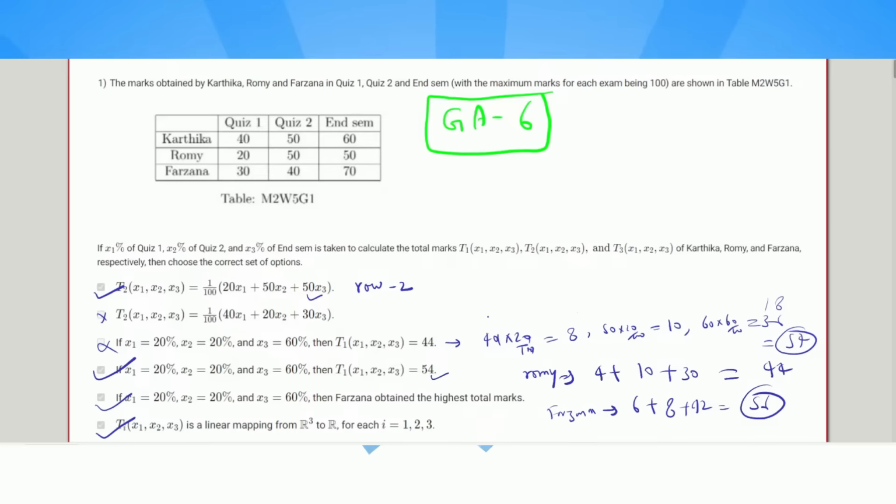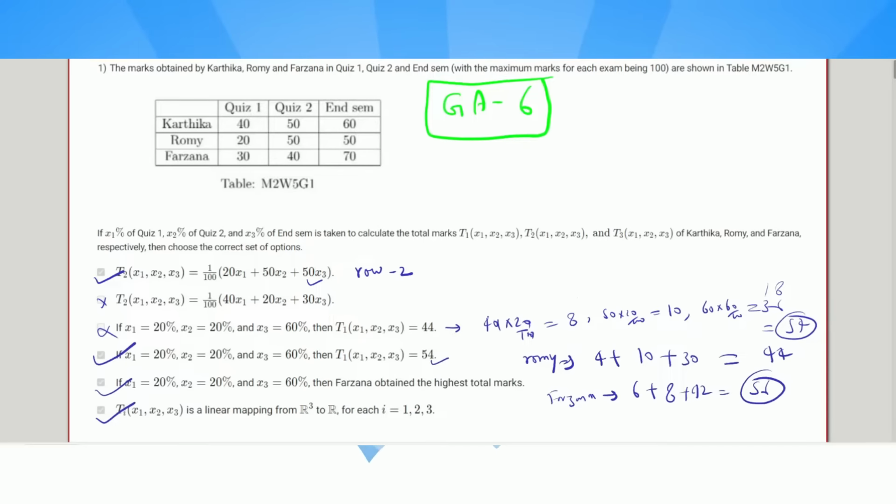Why linear mapping? Because linear mapping has two properties. If T(V) is equal to V prime and T(U) is equal to U prime, so T(U plus V) is equal to V prime plus U prime, and we can see that if T1 is equal to 54 and T2 will be 44.